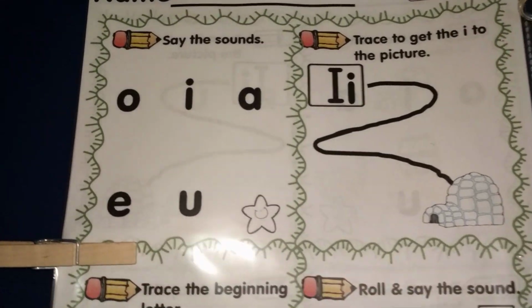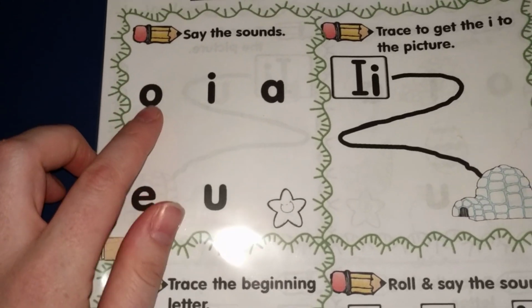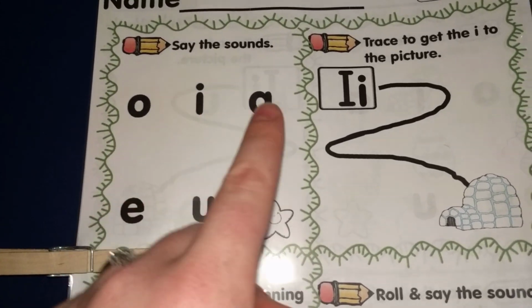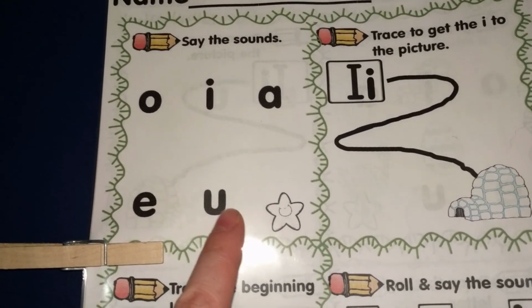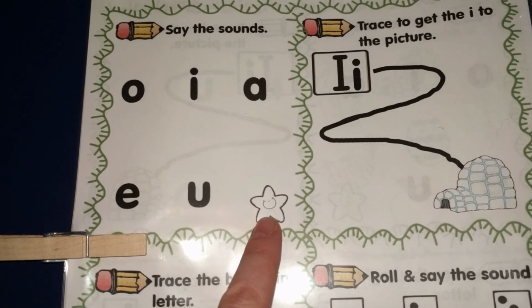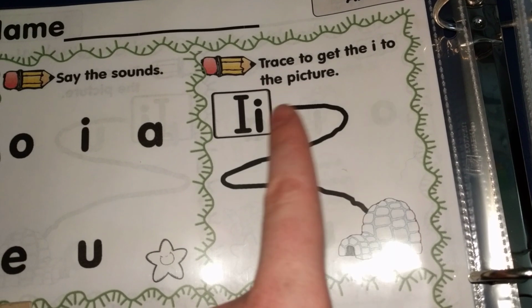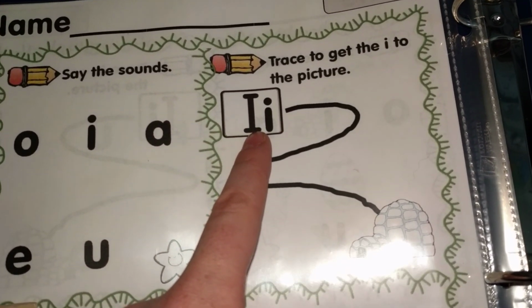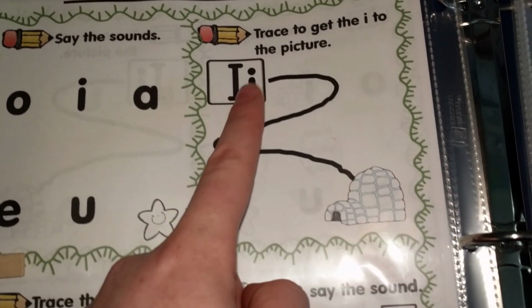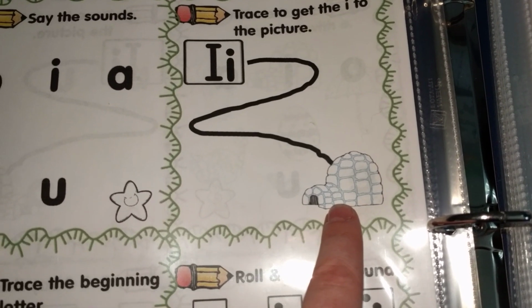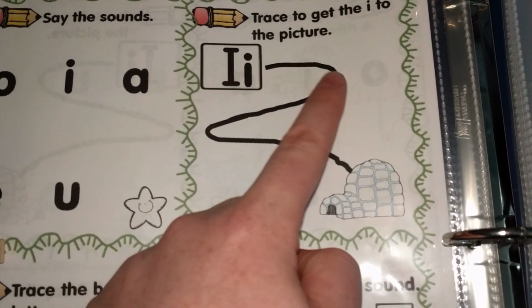So the first thing he's going to do is say the sound. I'm going to point, and he's going to go ah, I. If he does it right, he's going to color in the star. And then this one says trace to get the I to the picture. So I'm going to tell him, okay, what does I say? And he's going to say I. Okay, this is an igloo. Say igloo. And he'll say it, and then he's going to trace it.